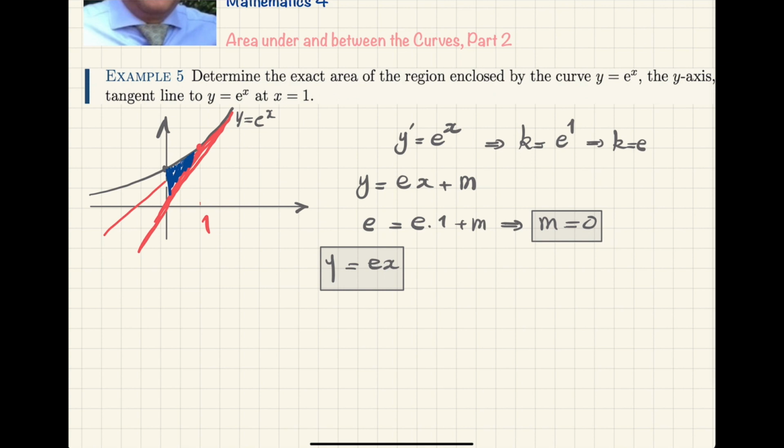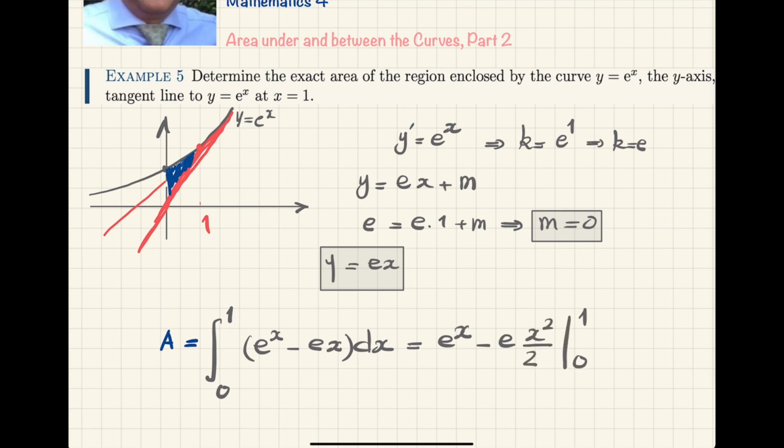So if I want to solve that, I need to integrate between these two limits, from 0 to 1, the difference between these two functions, as simple as that. So the area would be equal to the integral from 0 to 1. The top function is e to the power of x, the lower function is e times x, and then you need to calculate this area. If you remember, a primitive function for e to the x is e to the x itself. A primitive function for minus ex, e is a constant, so it becomes minus e times x squared divided by 2, and it goes from 0 to 1.